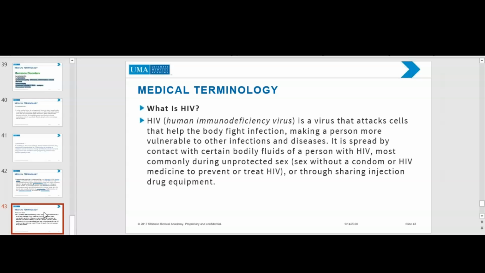What is HIV? HIV, human immunodeficiency virus, is a virus that attacks cells that help the body fight infection, making a person more vulnerable to infections or diseases. It is spread by contact with certain bodily fluids of a person with HIV, most commonly during unprotected sex, sex without a condom or HIV medication to prevent or treat HIV, or through sharing injection drug equipment. So they're talking about needles, syringes, things of that nature.